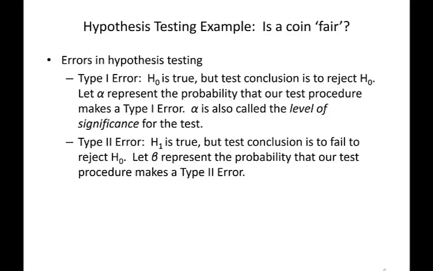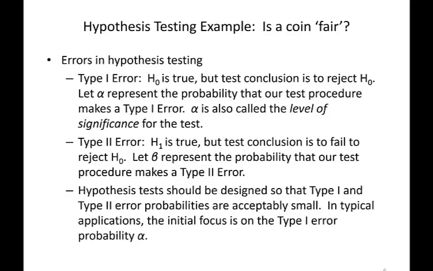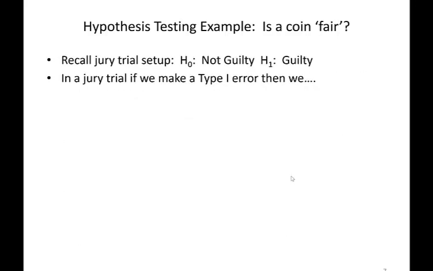Now, we don't like to have either of those errors happen, and so when we design our tests, we want to do it in a way that minimizes the probability of a type 1 and a type 2 error. However, the focus is generally put on a type 1 error. So to minimize alpha is something that you'll see done quite often, with not as much attention being paid to beta.